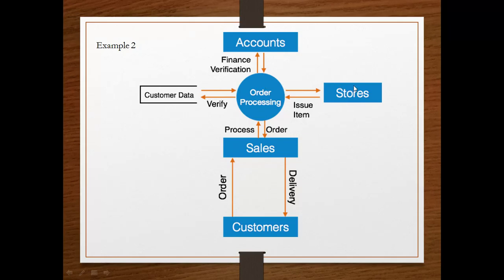It will go to the store and it will issue the item. Once the item is issued, it is given to the sales department and then it is delivered to the customer. So if you see, this is how the data flows: from order processing, verification, to the customer, accounts, stores issuing the item, and then delivering to the customer. So this is your first level DFD where I am doing more detailing.